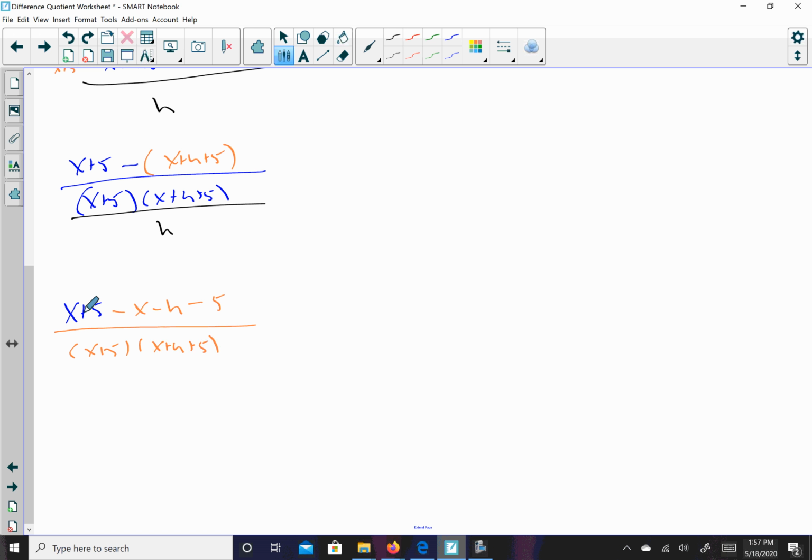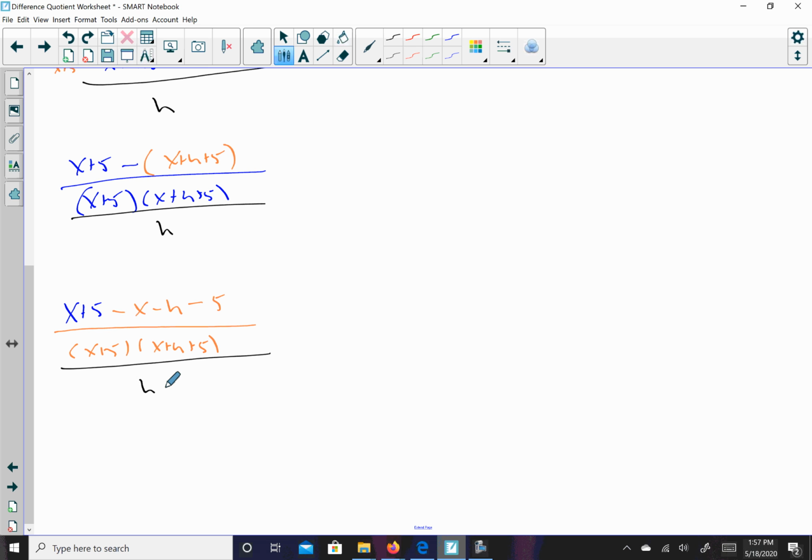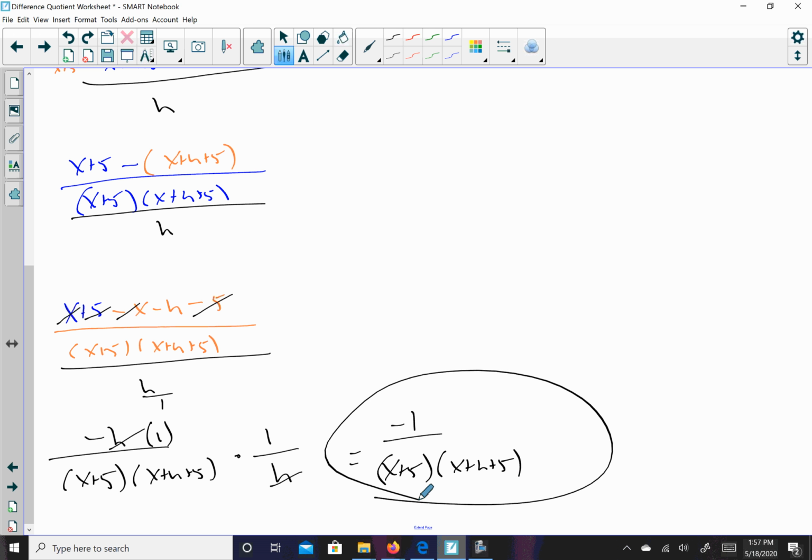Now, some people at this point want to start crossing things off. Don't do that. You just worked so hard to get that common denominator. Leave it alone. Don't touch it. So here the x's will equal 0, the 5's will equal 0, and I'm left with this negative h over x plus 5 times x plus h plus 5, and I'm going to think of this h as 1 over h. Here the h's will simplify, and when the h's simplify, I'm left with a 1 here. So I'm going to write negative 1 over x plus 5 times the quantity of x plus h plus 5. And that's the way I'm going to leave it, and I'm done.